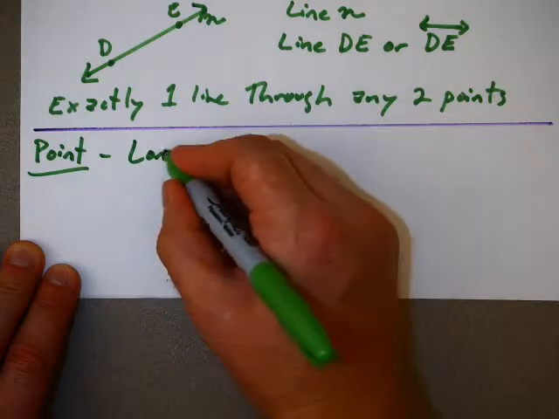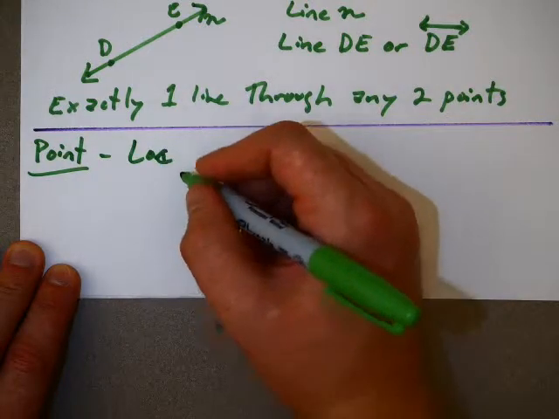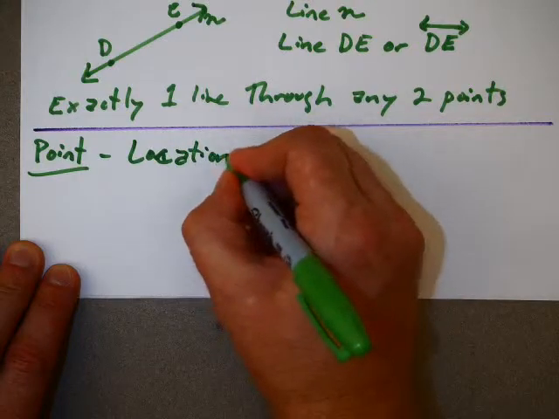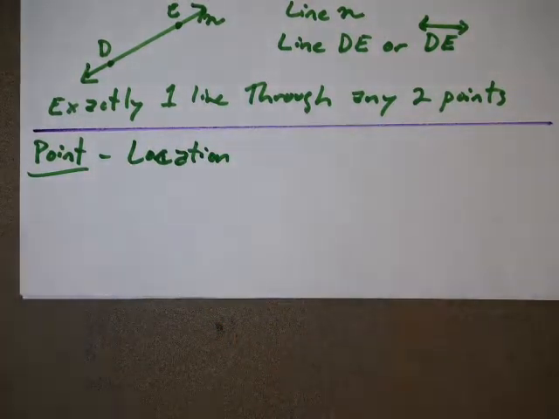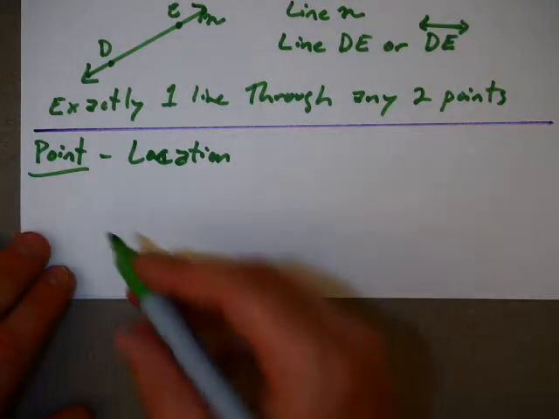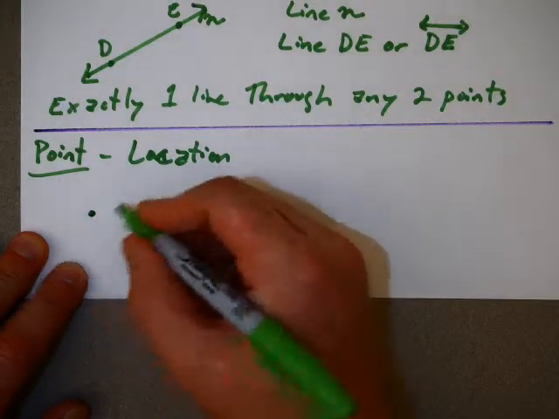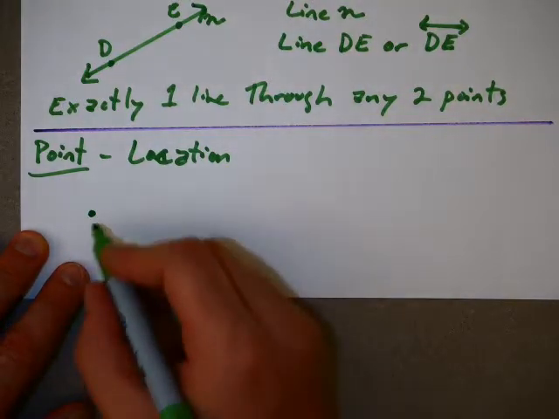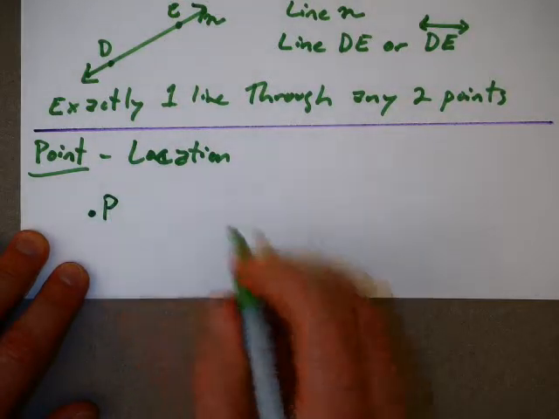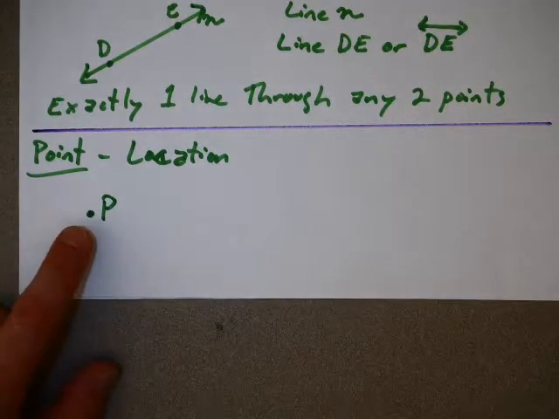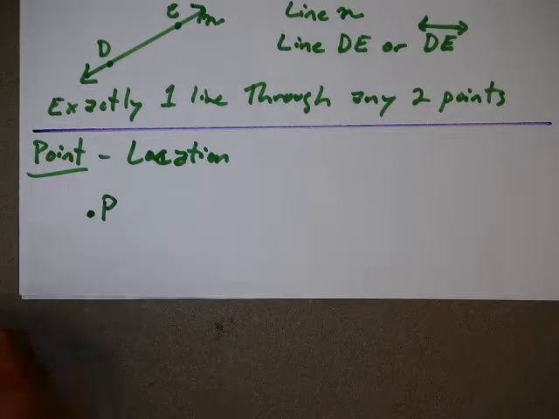Now, a point is simply a location. We might do some activities this year that talk about GPS coordinates, and that's just a point on the Earth that intersects between latitude and longitude. So let's talk about how we represent a point in this class and in this book. All we're going to do is make a dot with the letter P. Even though we can see this point, in actuality you can't see a point. It's really just some location.